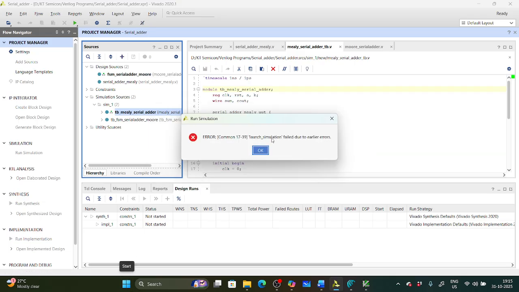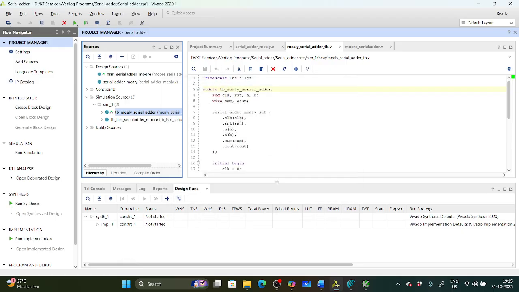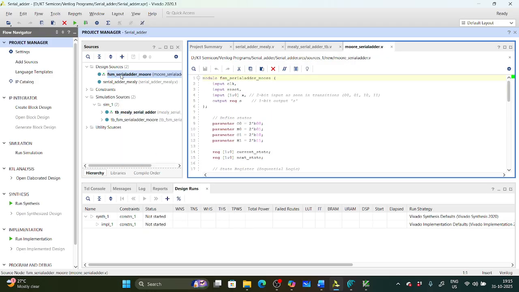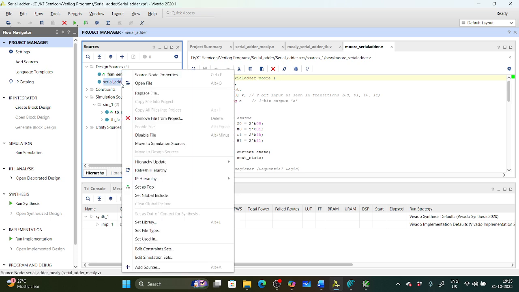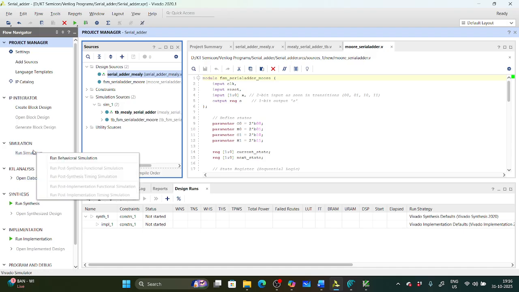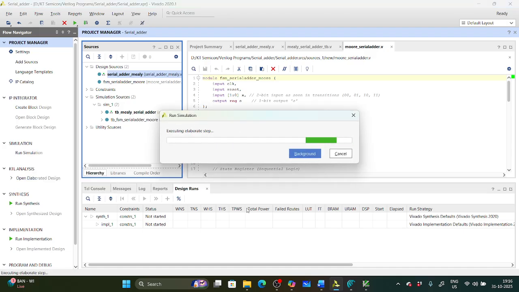One second. Launch earlier error. Yeah, this I need to make as the top module. Let us set Mealy as top. I'm getting it or not, I will see. Mealy and serial adder Mealy. Run simulation, run behavioral simulation.